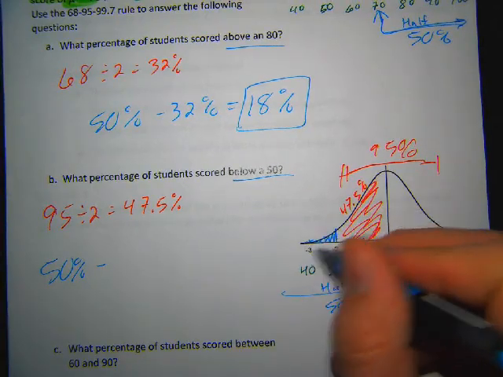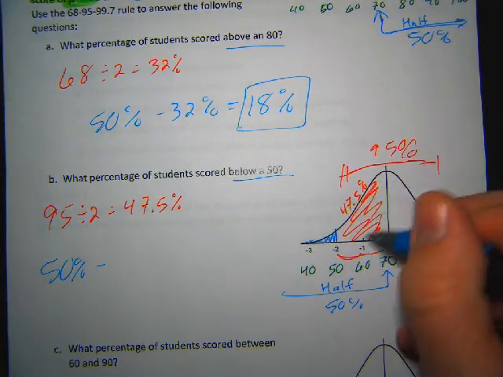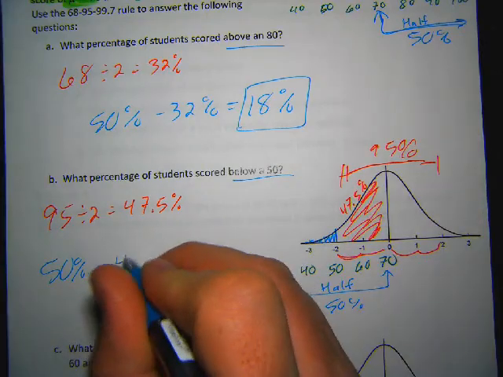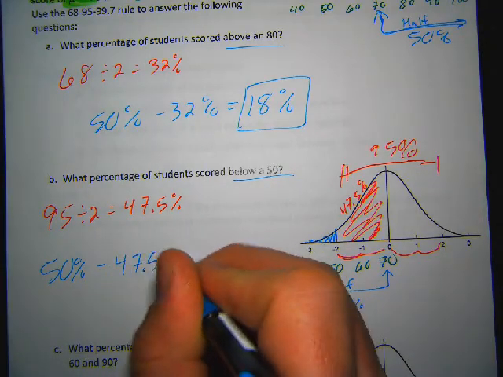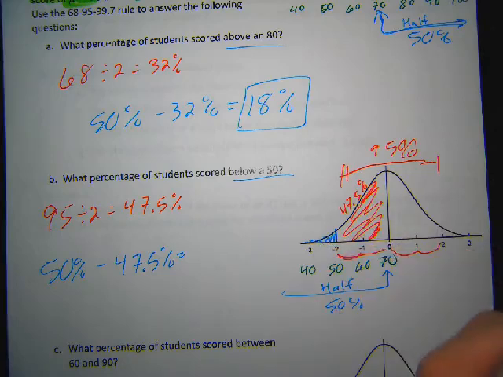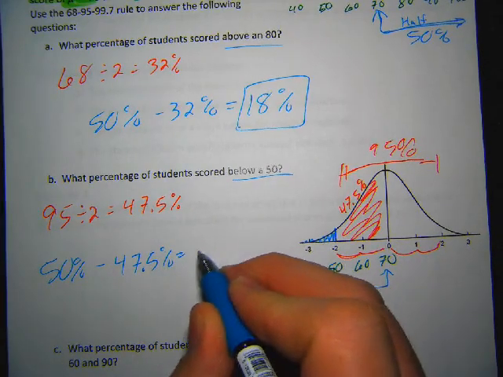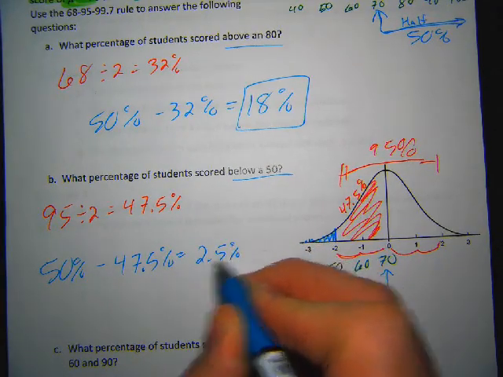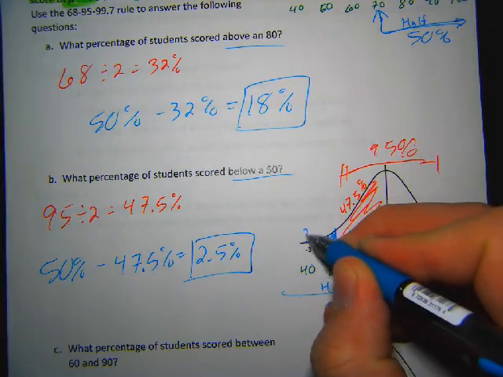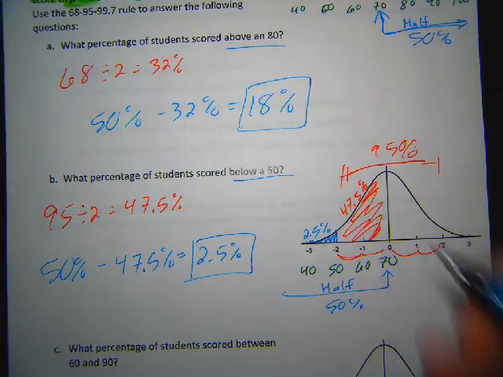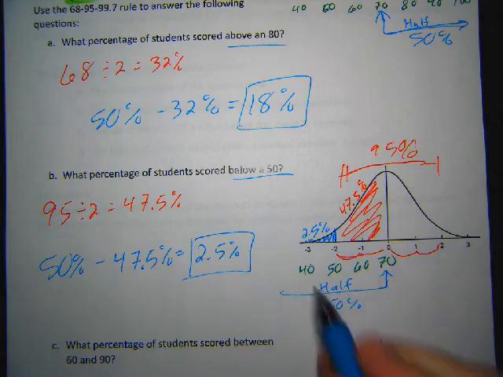These tails are going to be pretty small. So that makes sense that most of the data is going to be in this middle range. I subtract that 47.5%. What's left will just be this tail. So 50 minus 47.5 gives me 2.5%. And that is our answer. This little tail is only going to have 2.5% of the data because it's just this end.